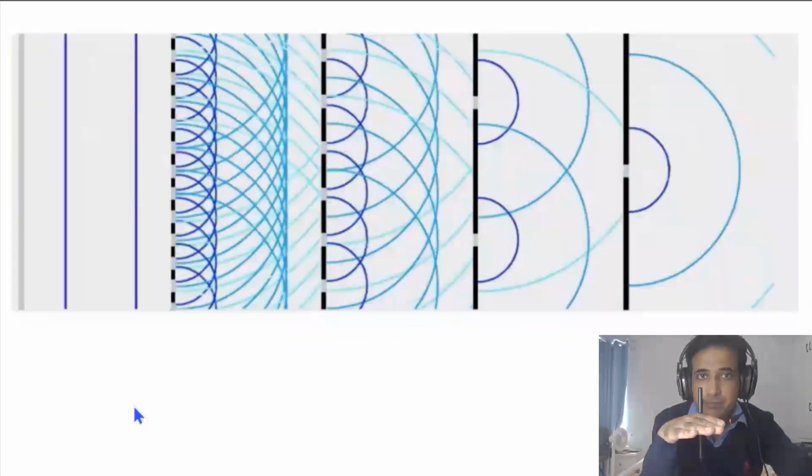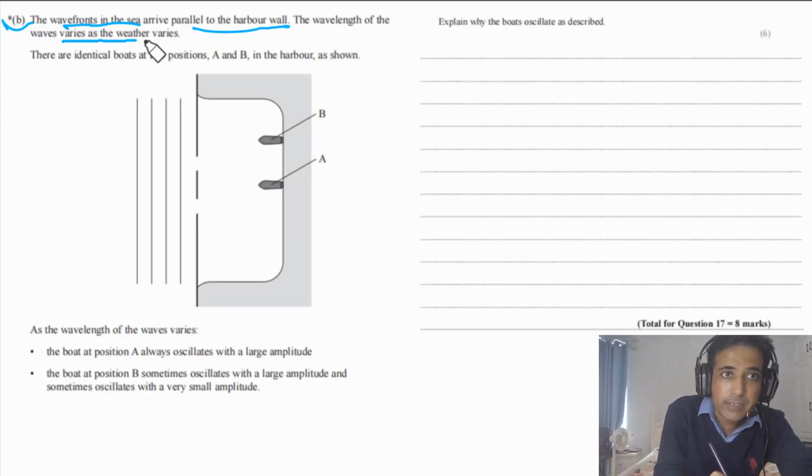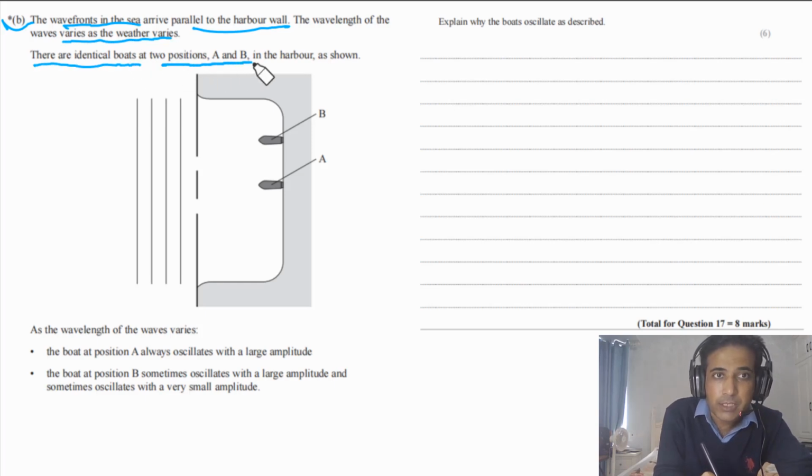So you need to focus on the original wave, secondary wavelets, and resultant wave, and how the resultant wave depends on the number of gaps. Part B says the wavefronts in the sea arrive parallel to the harbor wall. The wavelength of the wave varies as the weather varies. There are identical boats at positions A and B in the harbor as shown in the figure.